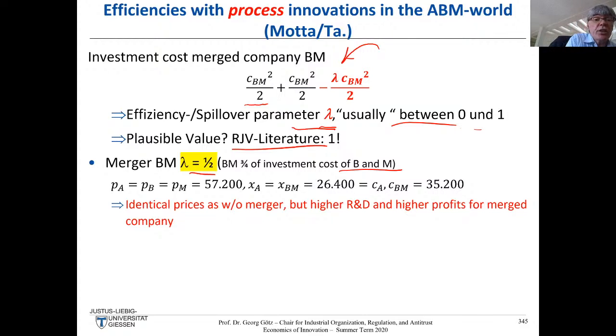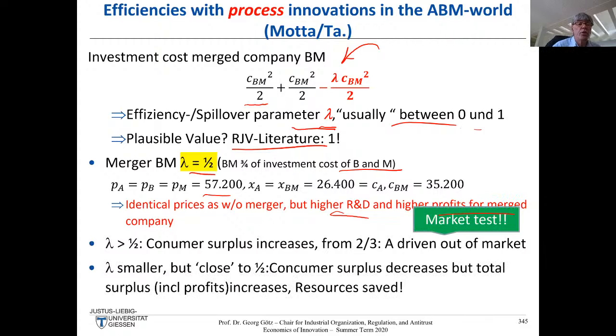And in that case, you would get the same prices as without the merger, but at the same time higher R&D and higher profits for the merged company. So in terms of total surplus, you have an increase, okay? And at the same time, you save resources, okay? If the spillover is even higher than lambda equal 1/2, for instance if lambda were equal to 1, the standard from the RJV literature, consumer surplus increases, and from 2/3 on, that's rather interesting.